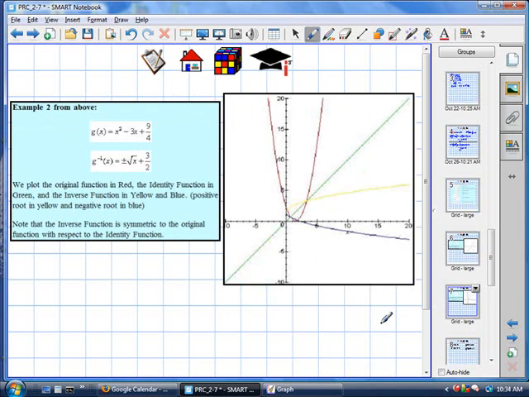Here's the one we just did a few minutes ago. X squared minus 3x plus 9/4. That happens to be this red parabola right here. That was the original function. Then I found the inverse, and I got this plus or minus thing. And that's these two curves, the yellow and the black. Here's the inverse. Then I threw the identity function on there, and look. This is a perfect mirror image of that. That will happen every single time. An inverse is always the mirror image of the original function with respect to the identity function.